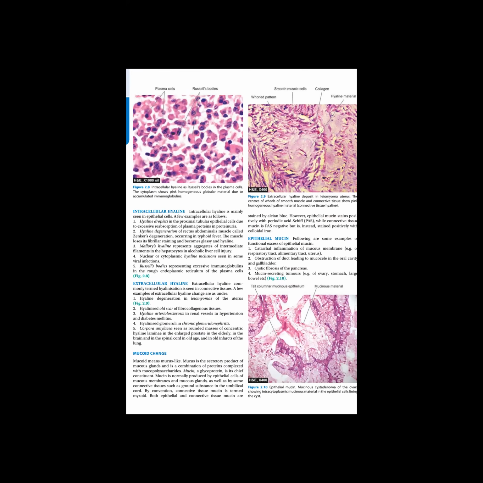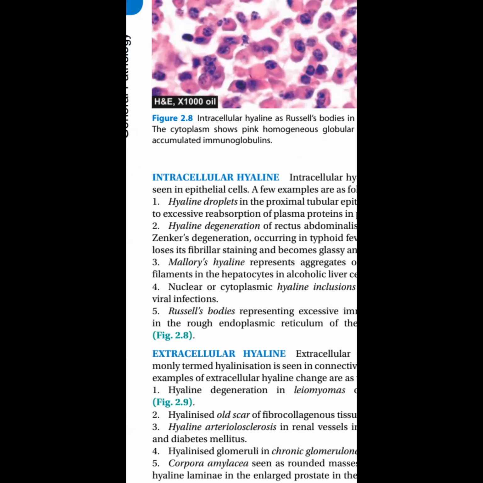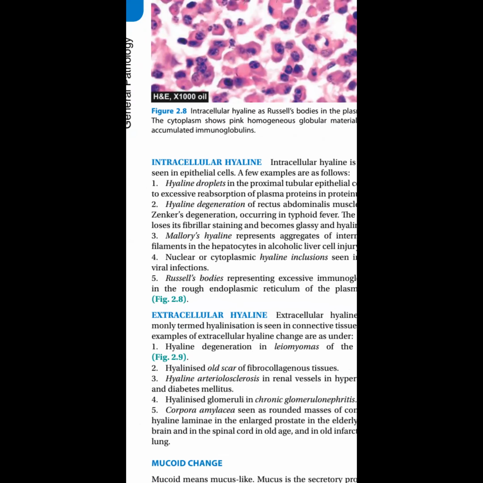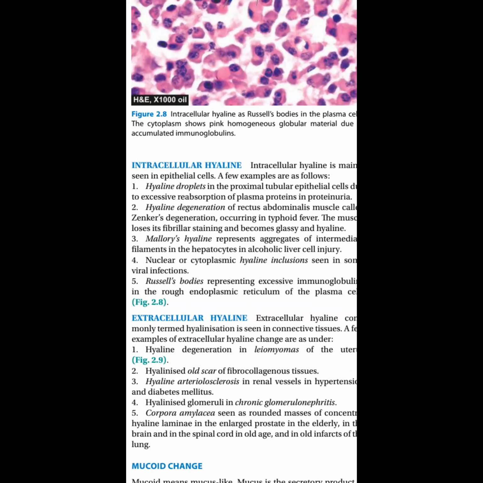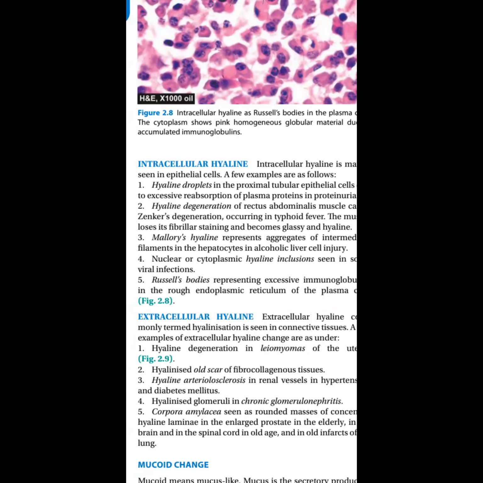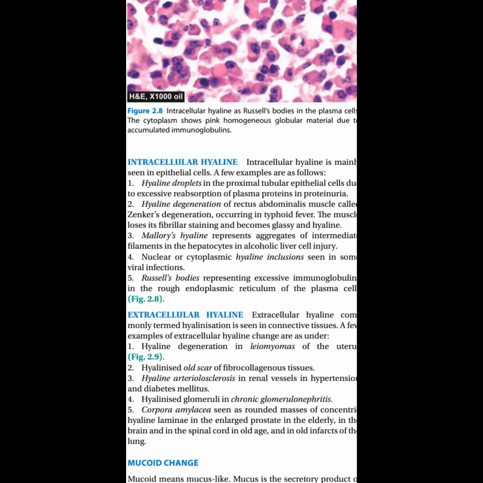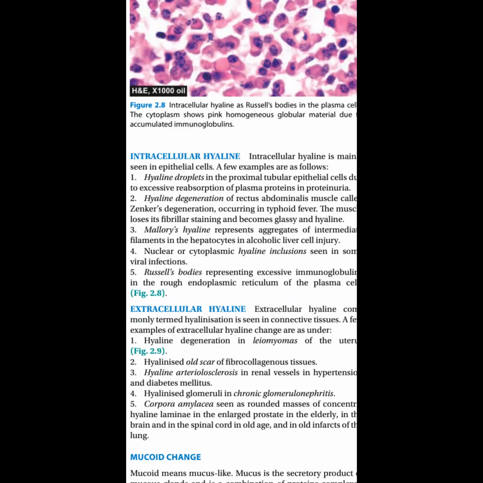You do not have to give this explanation. Hyaline droplets, hyaline degeneration. These are the examples given, like proximal epithelial cell will be affected. In degeneration, rectus abdominis muscle called Zenker's degeneration occurs in typhoid fever. So these are the examples. If you want to learn, you can. Otherwise, it's okay. You don't have to go into this deep.